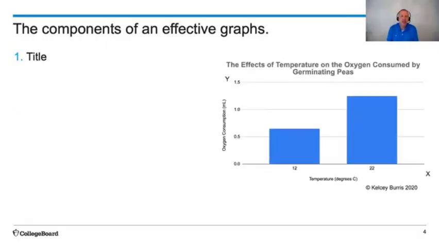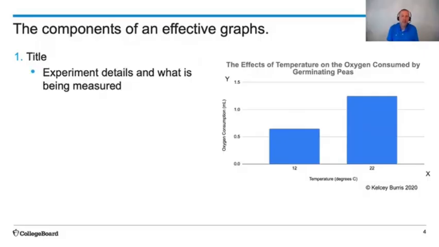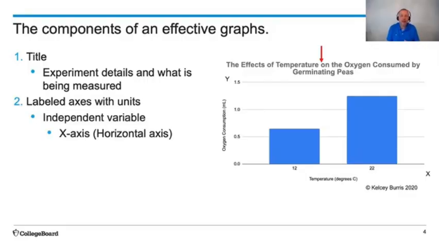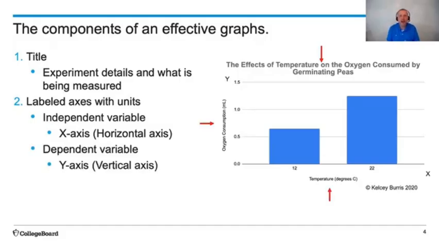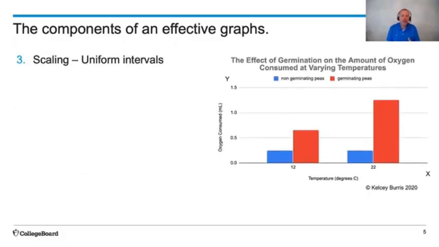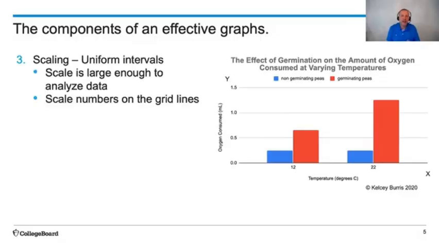So let's dive in. The components of an effective graph include a title. The title should include experiment details and what is being measured. Secondly, there should be labeled axes with units. The independent variable should be located on the x-axis, and the dependent variable should be located on the y-axis. The third component is scaling. There should be uniform intervals. The scale should be large enough to analyze data, and the scale numbers need to be located on grid lines.